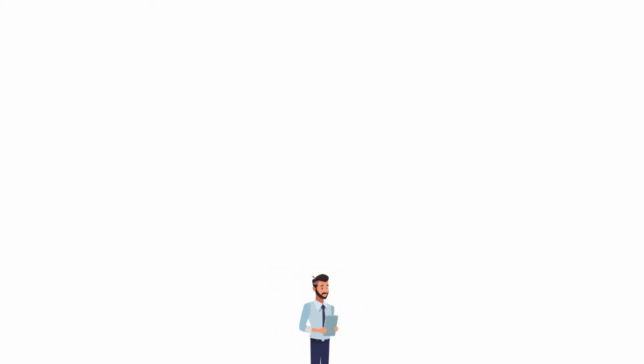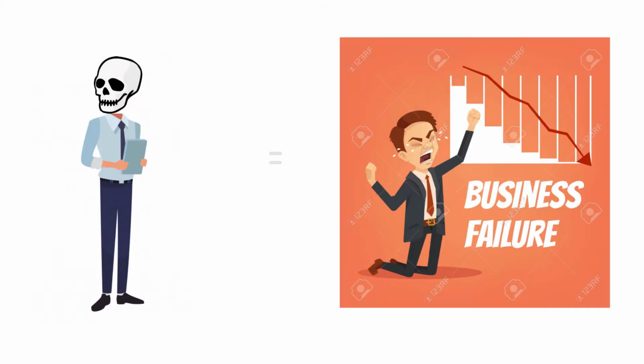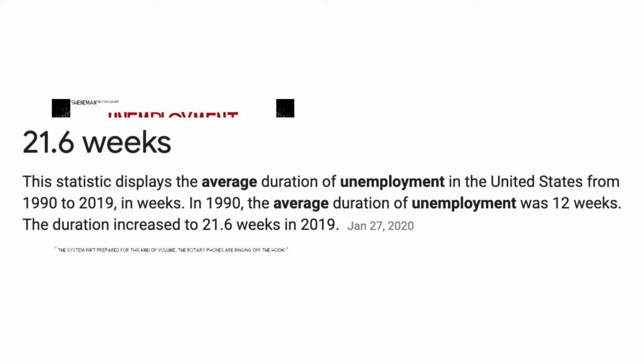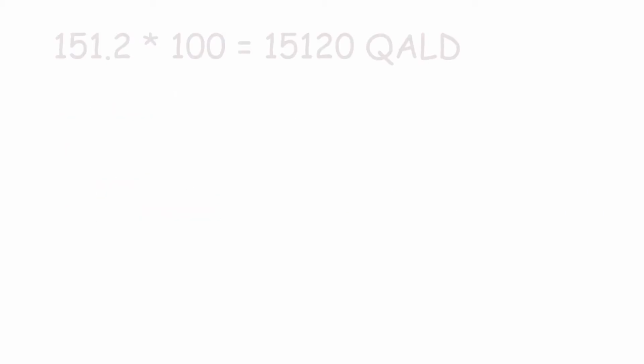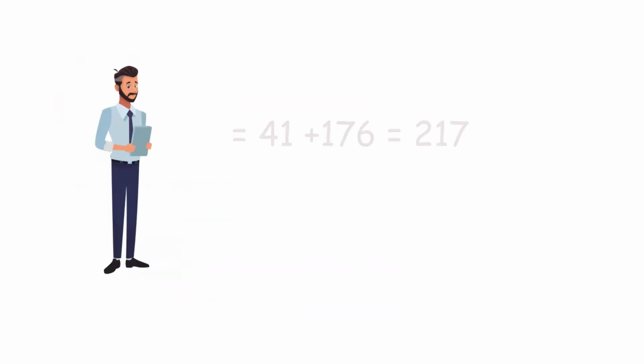So let's say the average executive supports a business that employs 100 people. Let's assume if the executive dies, the business fails, and all those people will be unemployed. The American Census Bureau claims that the average American is unemployed for about 21.6 weeks or 151.2 days. Multiply that by the number of employees, and you get 15,120 quality of life days disintegrating because of this executive's death. Now divide that by 365 for QALYs, and we get 41.4 QALYs, which I round down to 41. Let's also add the 176, assuming they also have the average 4-person nuclear family, and we get a total of 217.